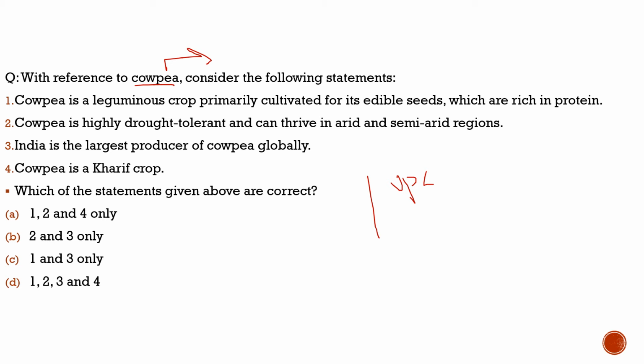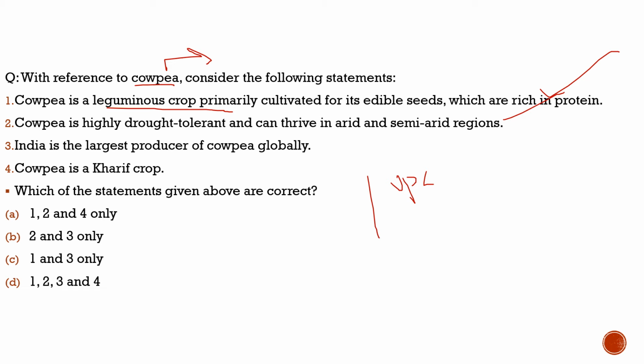With reference to cowpea, consider the following statements. First statement: cowpea is a leguminous crop primarily cultivated for its edible seeds which are rich in protein. 100% correct, nothing wrong with this statement. Second statement: cowpea is highly drought tolerant and can thrive in arid and semi-arid regions. This statement is 100% correct too.